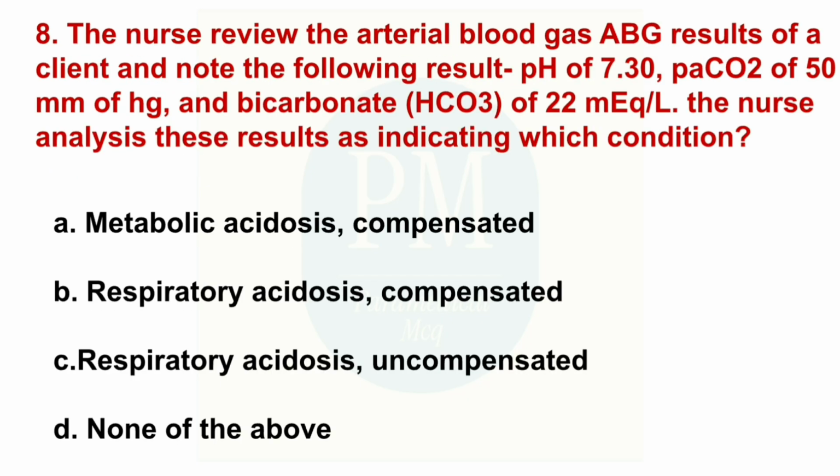The nurse reviews the arterial blood gas, ABG, result of a client and notes the following result: pH of 7.30, PaCO2 of 50 mmHg and bicarbonate HCO3 of 22 mEq per liter. The nurse analyzes this result as indicating which condition? Option A, metabolic acidosis compensated. Option B, respiratory acidosis compensated. Option C, respiratory acidosis uncompensated. Option D, none of the above. The correct option is option A, metabolic acidosis compensated.